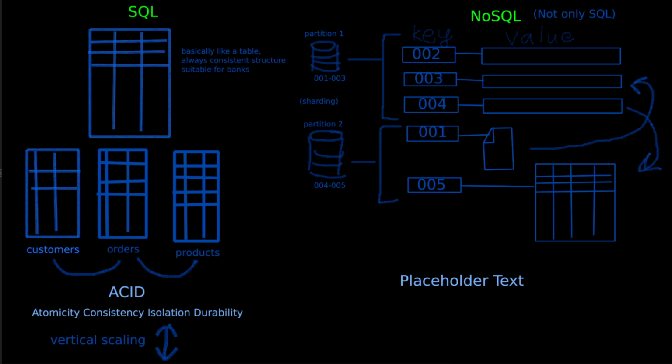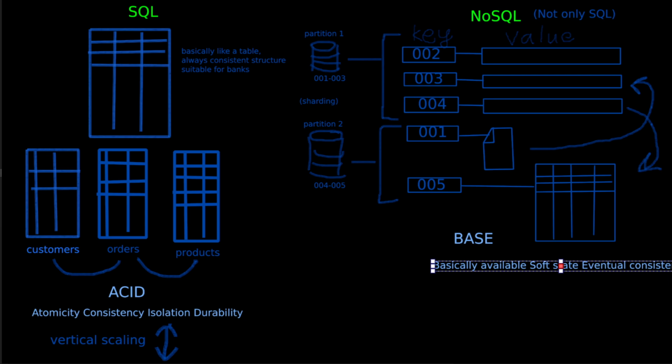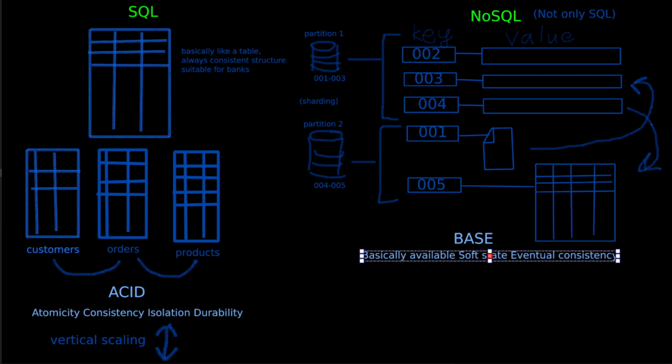And this is called repartitioning. So then, if we have ACID for SQL, we have BASE for NoSQL. What does that mean? That means basically available, soft state, and eventual consistency. What is basically available?